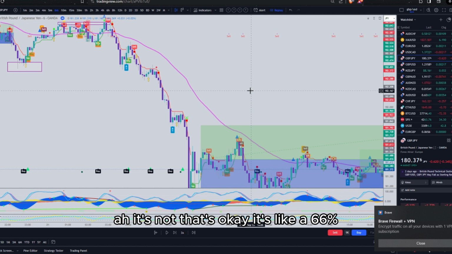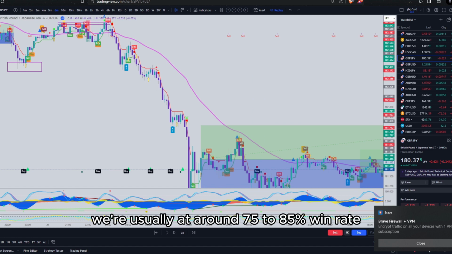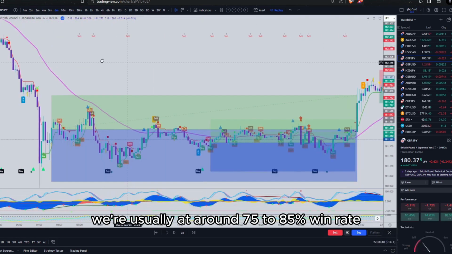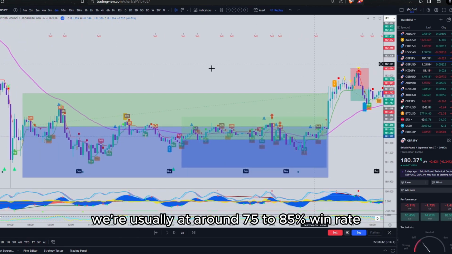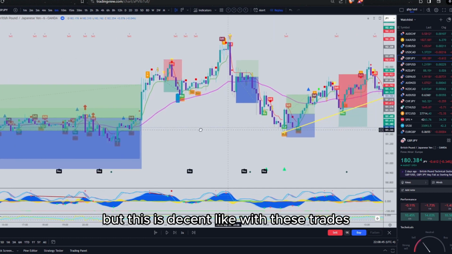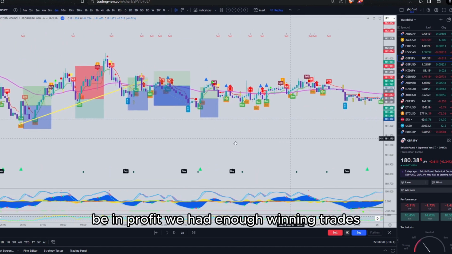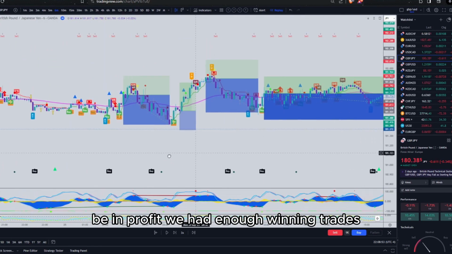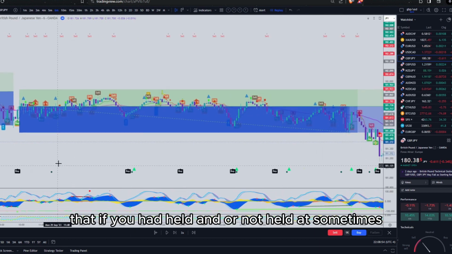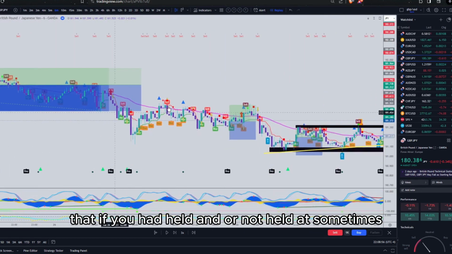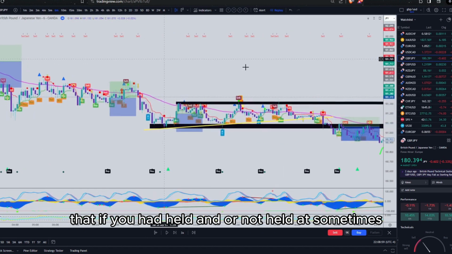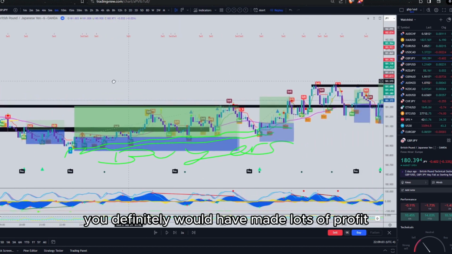It's okay, it's like a 66%. That's not very good. We're usually at around 75 to 85% win rate, but this is decent. With these trades, you should definitely be in profit. We had enough winning trades that whether you held or didn't hold at times, you definitely would have made lots of profit.